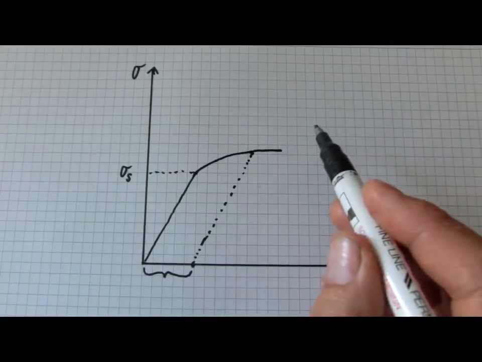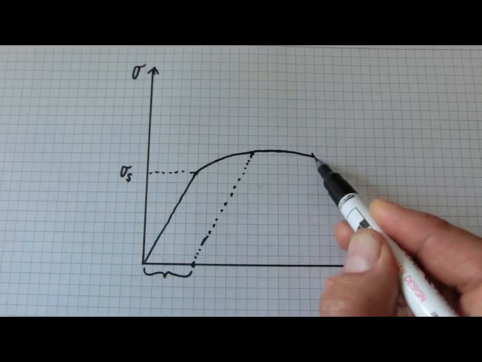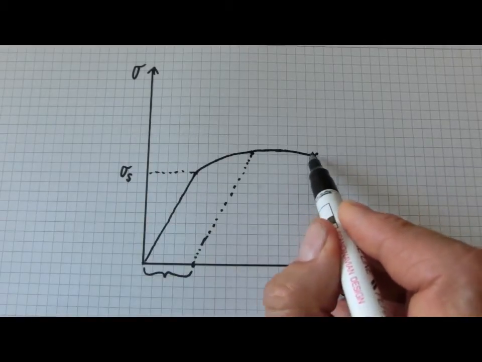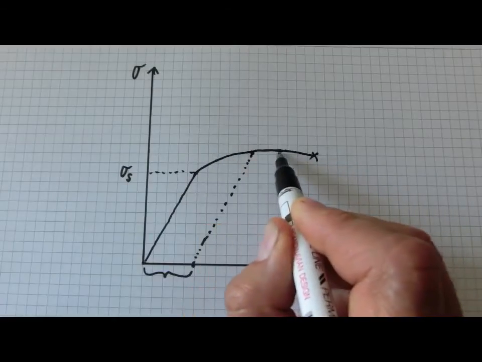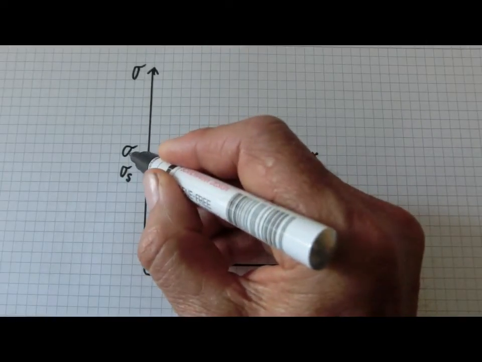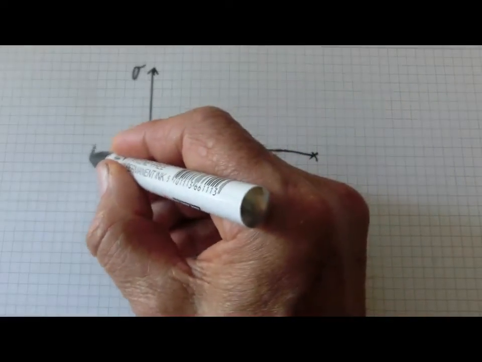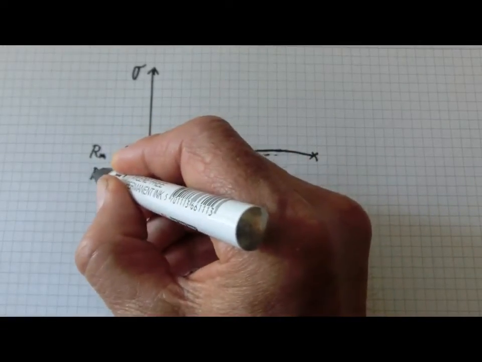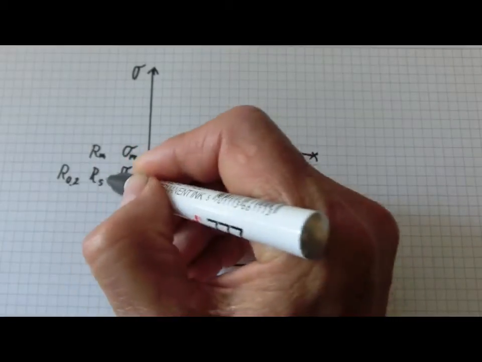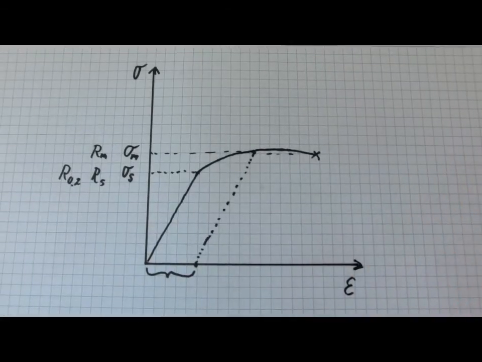If we further continue, we sooner or later will come to a situation where the material breaks. And that point we call the tensile strength. We can mark that point also. And normally it's called sigma M. These denotations can be very different. You can also use R for this, RM and RS. You can also use R0.2 for this one. Those are denominations you can find in the literature for these properties.